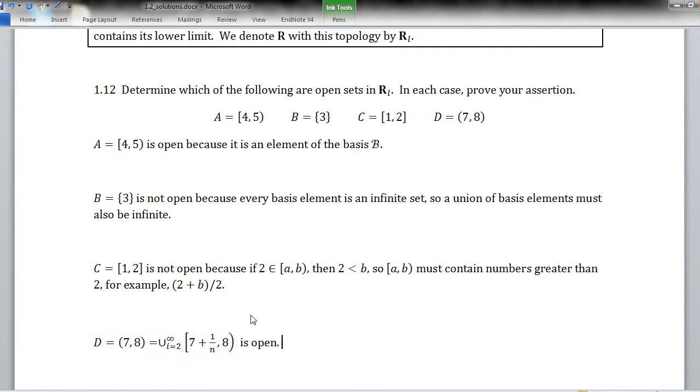Now, the idea of what I've done here is, you notice I'm keeping the right endpoint fixed at 8. The left endpoint, when n is 2, is going to be 7 plus a half. And then when n is 3, it's 7 plus a third, and then 7 plus a fourth, and so on. And that left endpoint is just marching slowly towards the left, approaching the limit of 7. Right? But it never actually gets to 7, and so the union doesn't contain 7 itself, but it does contain everything between 7 and 8. Okay, so it contains exactly the elements of the set D. That does it.